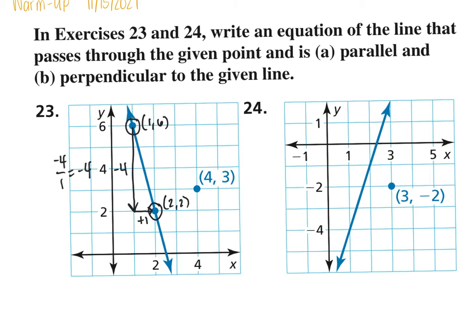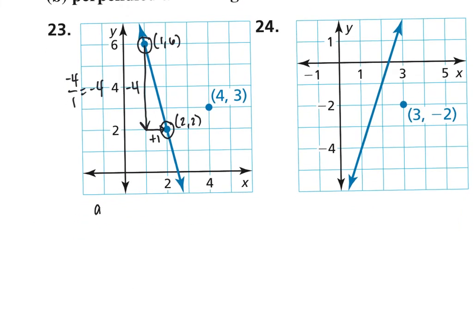If we want our line, because part A is asking, okay, write a parallel line to that one. What's going to be the slope of our other line? -4. Your slope is going to stay the same, okay? So we're just going to do -4. Should look like this. And our slope is -4, okay?